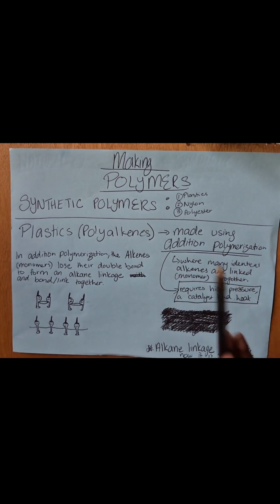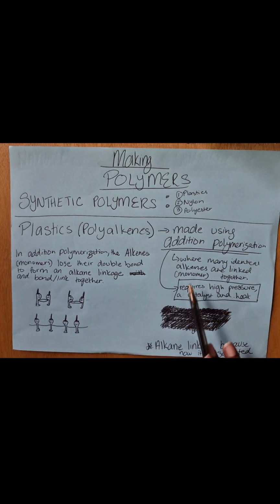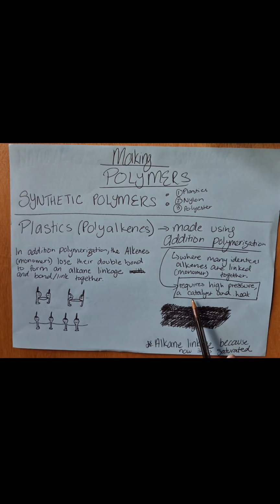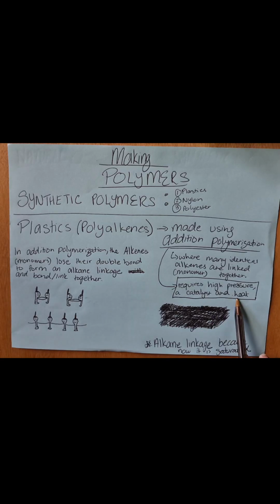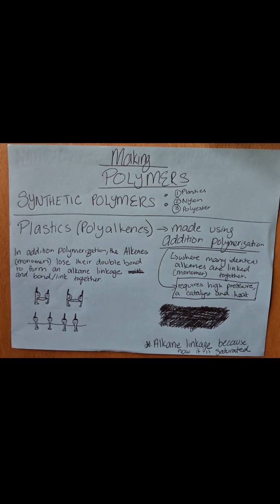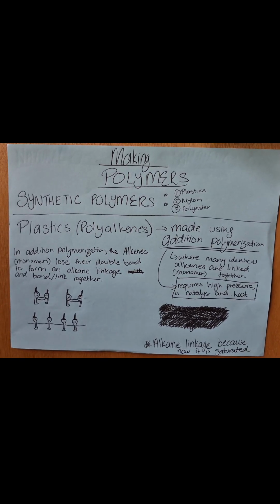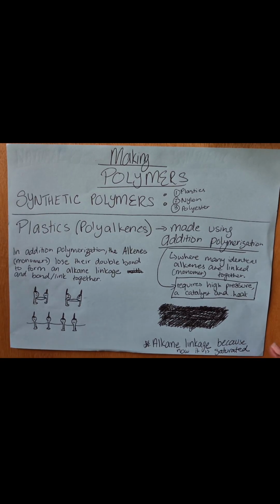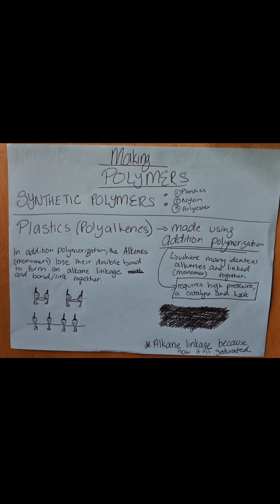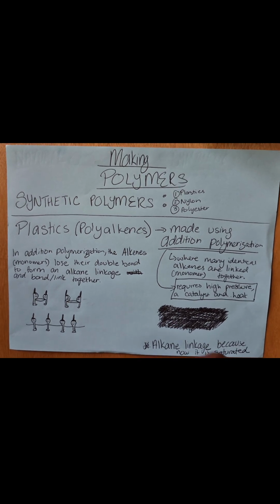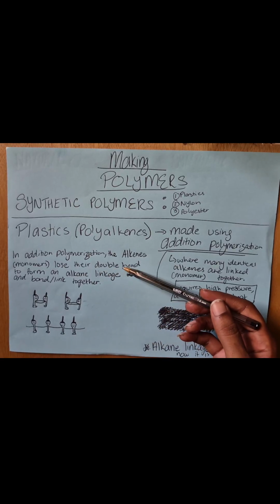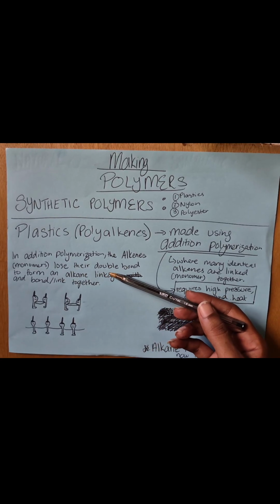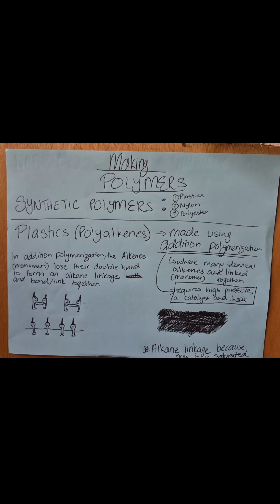And also need to note that for addition polymerization, you require high pressure, a catalyst, and heat. So whenever you do an addition polymerization, the special conditions that will go on your arrow are high pressure, a catalyst, and heat. So it's a lot of work for us as humans to make polymers for ourselves. We need high pressure, a catalyst, and heat, and we're going to be adding together some identical alkenes. So how addition polymerization happens is that the alkenes, the monomers, are going to lose their double bond and form an alkane linkage.